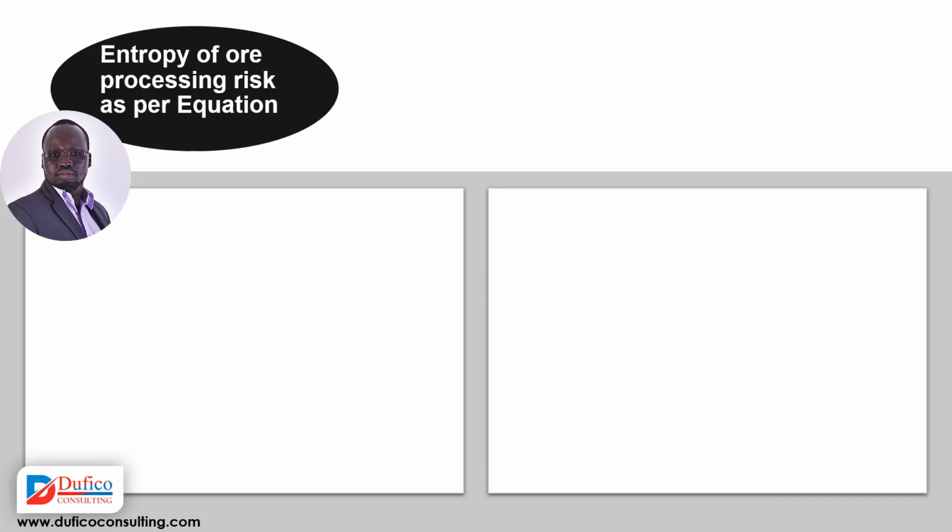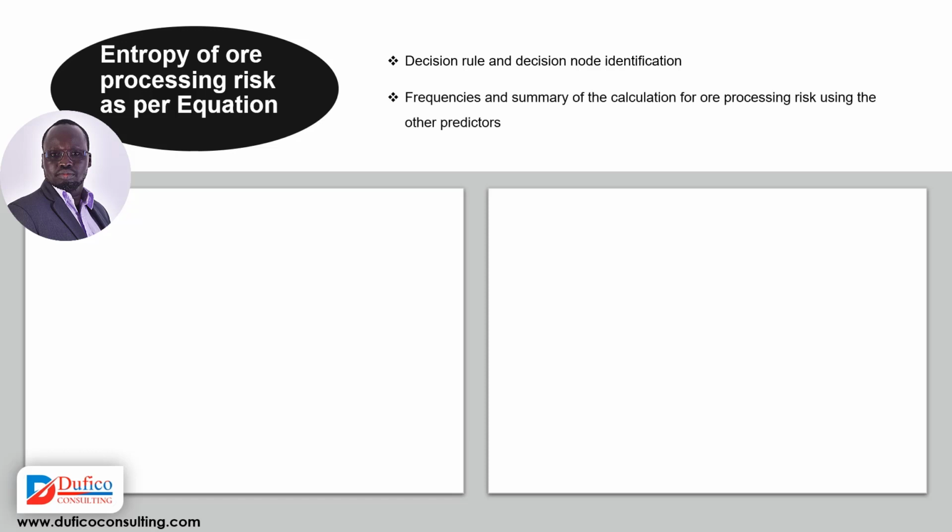We see that the percentage of the material tells you about the risk. So let's look more at the entropy of processing risk as per the equation. So the decision rule and decision node identification is very important when you are making a decision. How do you decide which one is good or which one is risky and which is not risky? We'll use the frequency table and the summary of calculation for each block in terms of processing risk using the other predictors.